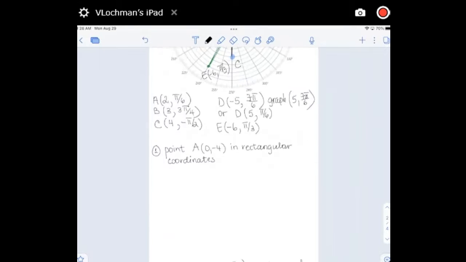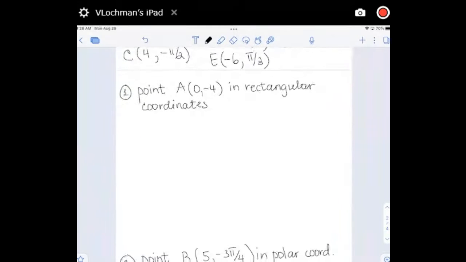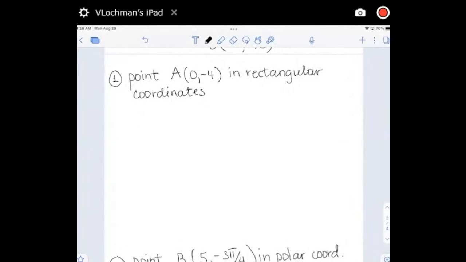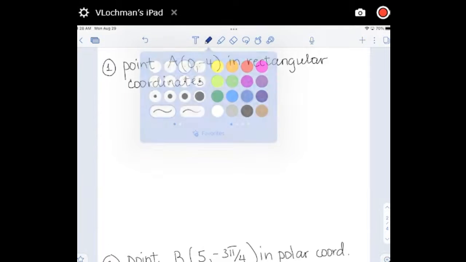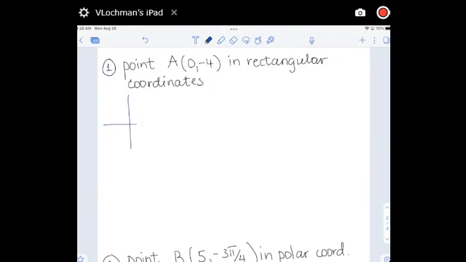Okay, so let's go ahead and take a look at a couple of examples where I want to convert from one system to another and adjust the point, and then we'll talk about equations as well, how to convert equations. Let's say I have this point in rectangular coordinates, 0, negative 4. And we can actually sketch it. This is nothing too complicated. 0, negative 4 sits right here.